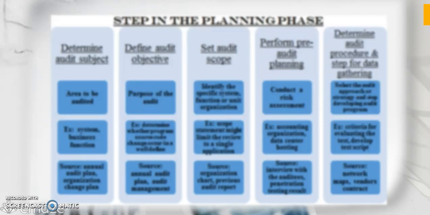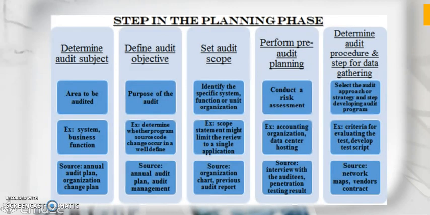Okay, we will move to the planning step in the planning phase. There are several steps in the planning phase. The first step is to determine the audit subject, which is the area to be audited, for example a business function. The source is the annual audit plan or organization change plan. The second step in the planning phase is to define the audit objective, which is the purpose of the audit.